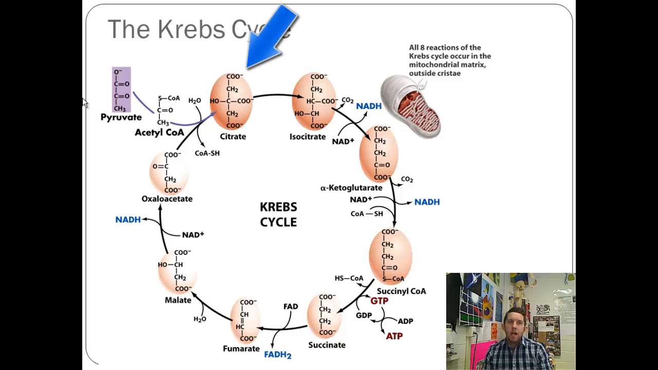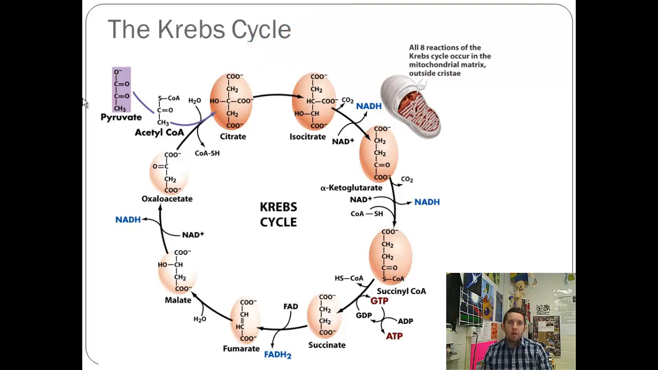Citrate is the ionized form of citric acid. Sometimes you'll see this Krebs cycle called the citric acid cycle. It's named after Hans Krebs, the guy who discovered it, but sometimes it's called the citric acid cycle because citric acid is the first product of this cycle. So we have our 6 carbon molecule of citrate, which is once again the ionized form of citric acid.